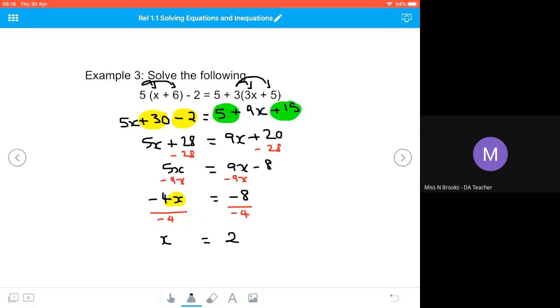And we're going to substitute that in to make sure our equation is balanced. So 2 plus 6 is 8, and 8 times 5 is 40, and 40 take away 2 is 38. So I'm just going to write that down here because we've got two sides. And we want to then do 5 + 3(3x + 5). So 3 times 2 is 6, and 6 plus 5 is 11. 11 times 3 is 33, plus 5 gives us 38. So this is balanced, so our x = 2 is a valid solution for this equation.